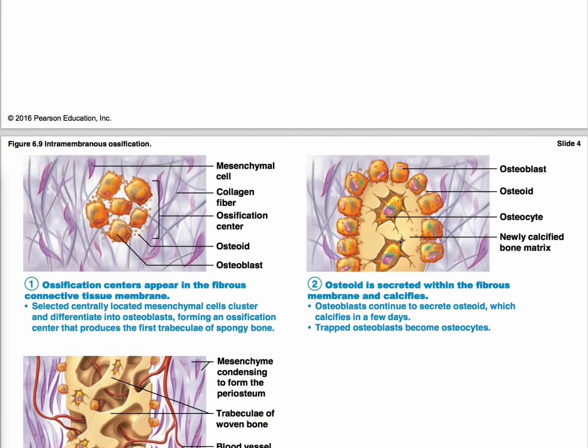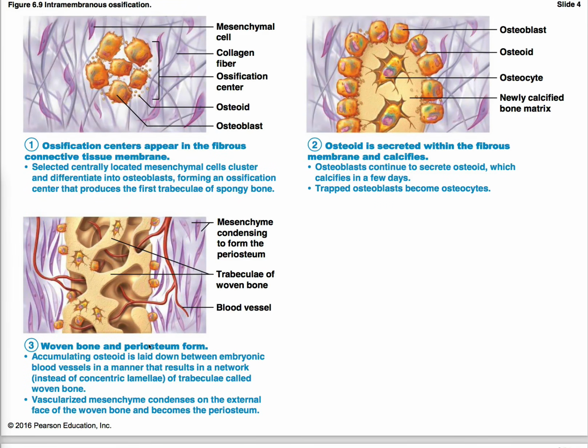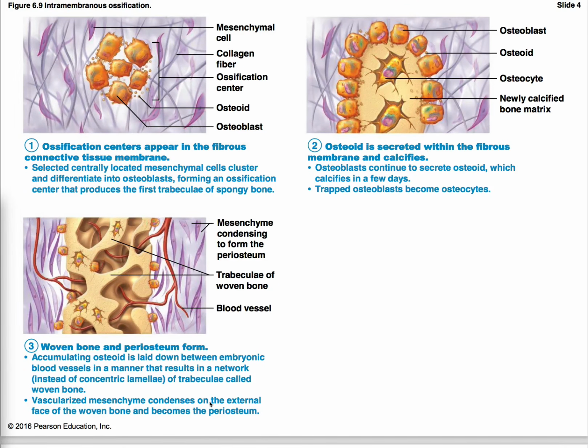Now in the third step, let's see what's going on over here. Notice that one of the main things that's different from here to there is that we're starting to see these cavities forming. In addition, you see these blood vessels coming in. The osteoids that have accumulated, laid down between these embryonic blood vessels, start to form the trabeculae, or in other words, what we call woven bone, which is essentially going to end up being the spongy bone. The vascular mesenchyme condenses on the external face of this woven bone, and it ends up becoming the periosteum.